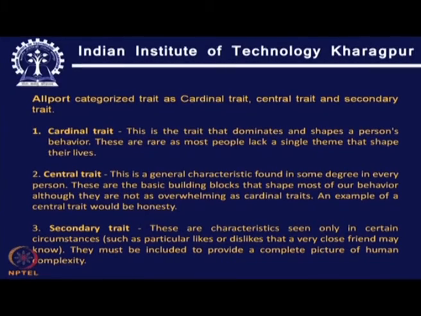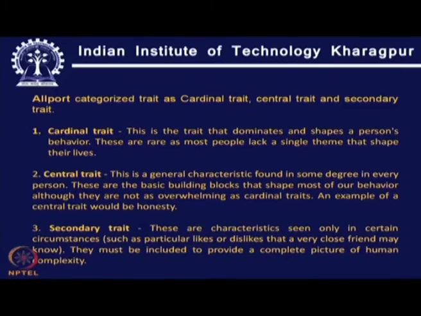Central trait is a general characteristic found in some degree in every person. These are the basic building blocks that shape most of our behavior, although they are not as overwhelming as the cardinal traits. An example given here is honesty. So a cardinal trait is one specific dominant trait that shapes behavior, but it is very difficult to find, whereas a central trait is more general in nature, like the values that are expected of different persons and praised by society. So these are the central traits.